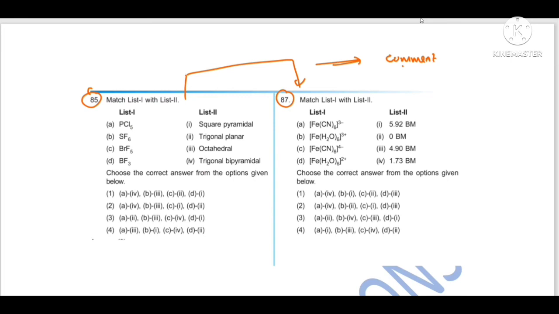Please comment your answers in the comment box. I think you are clear on how to answer the matching type of questions. Please note that first use these tricks in a mock test or model paper test, and then apply them in the main examination.